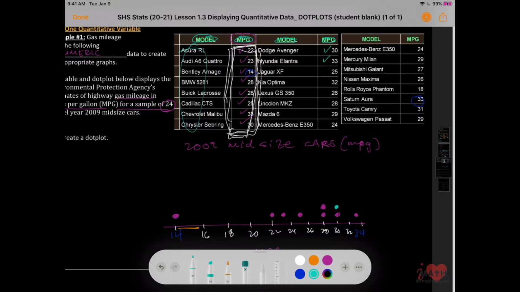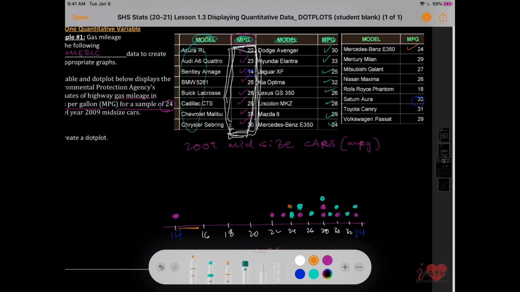The Hyundai Elantra 33. So I got to go between there. And then 25. And a 32. 26, 28, 29, and 24. Okay, and let's go ahead and try the last column, the last group.